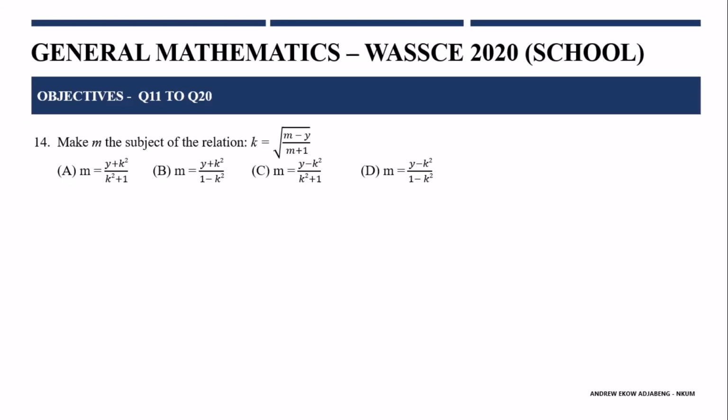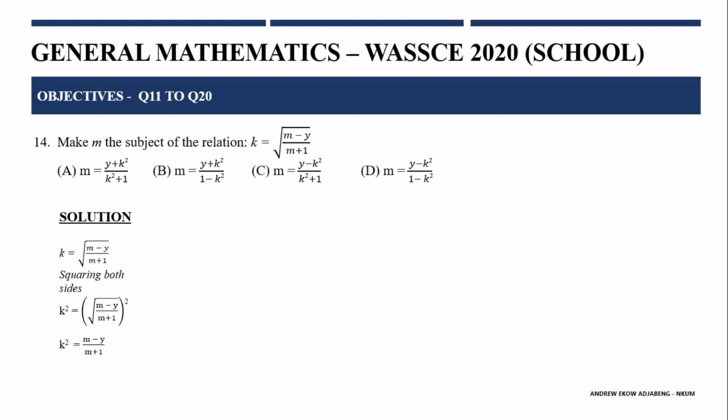These are possible solutions in A, B, C, and D. Let's look at the right solution. So our solution here, we have k equals the square root of the fraction (m minus y) over (m plus 1). Square both sides so that we can eliminate the square root, and then we have k squared equals the square root of the fraction, (m minus y) over (m plus 1), all in brackets.